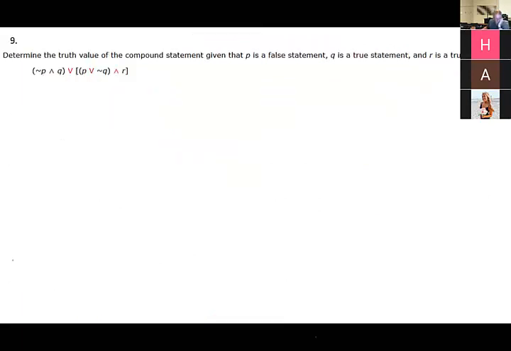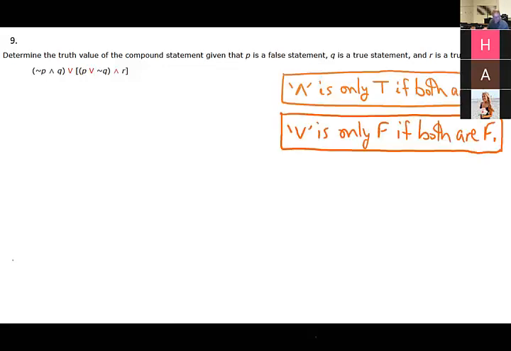This is exactly the same kind of thing. It's just a bigger expression. But they've told you P and Q and R, they told you the truth value, so they're asking you to do exactly the same thing. And you're going to see you got ands and ors.